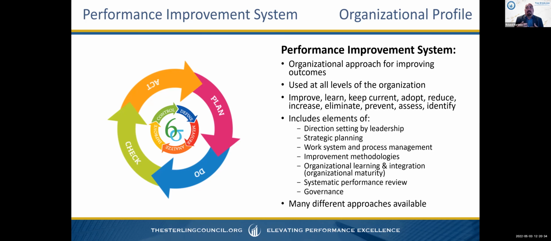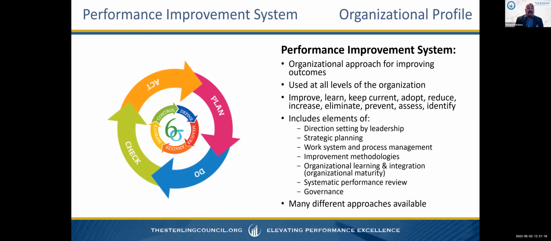And so the performance improvement system itself includes elements of setting direction by leadership, okay? So leadership is involved in setting direction in the organization primarily, and the performance improvement system contains aspects of that. Strategic planning, of course, the single most important improvement document that you should have in your organization, right? So all strategic plans contain things like the things that we want to improve or the things that we're not doing yet that we need to do in order to assure our sustainability. And so it smacks of performance improvement system, work systems and process management, improvement methodologies, all of these pieces of the puzzle. Governance in the organization is linked and integrated with performance improvement systems.